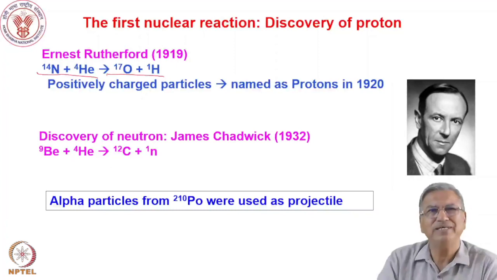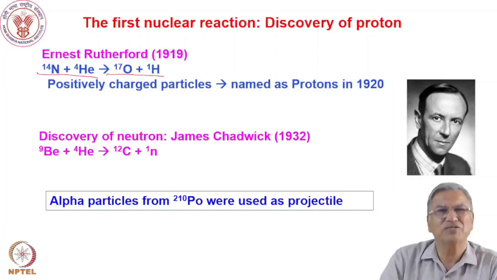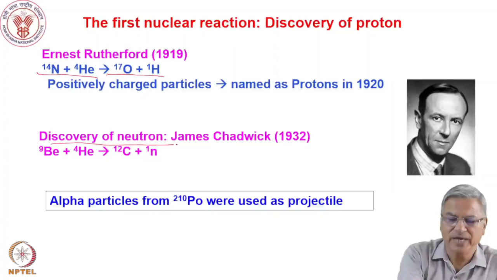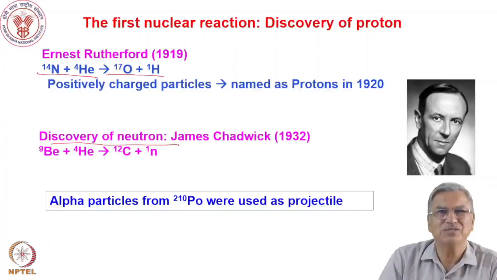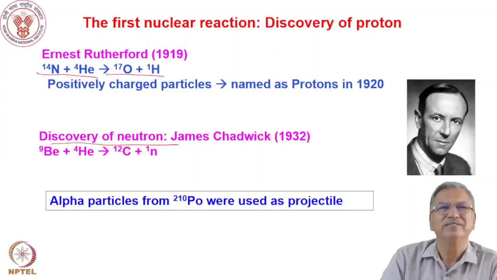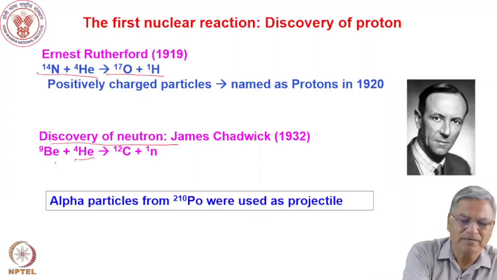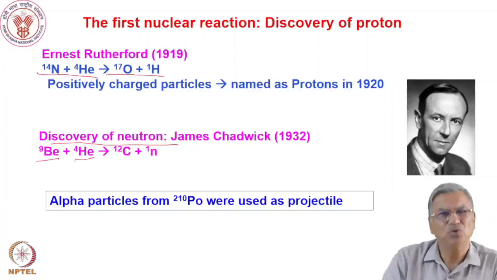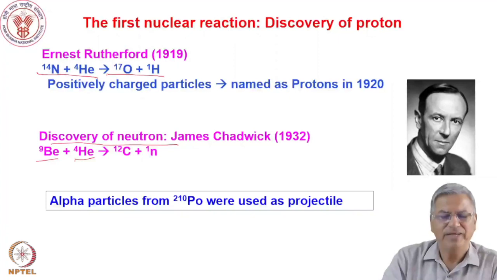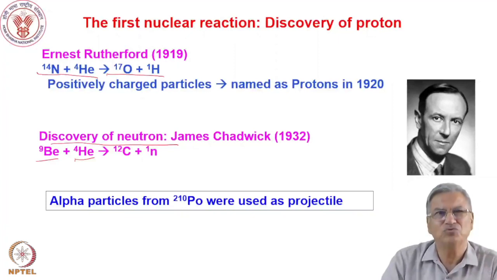Then subsequently, the neutron was discovered by James Chadwick, the student of Rutherford, in 1932. In this reaction, again, the alpha particle projectiles used were from the naturally occurring radioisotope polonium-210. So again, polonium alpha particles bombarding beryllium-9. Other isotopes like aluminium-27 were also bombarded, and this led to the discovery of the neutron.